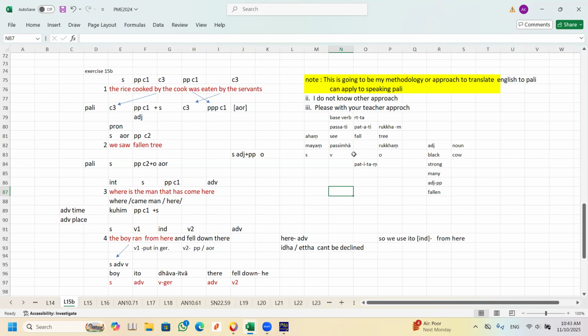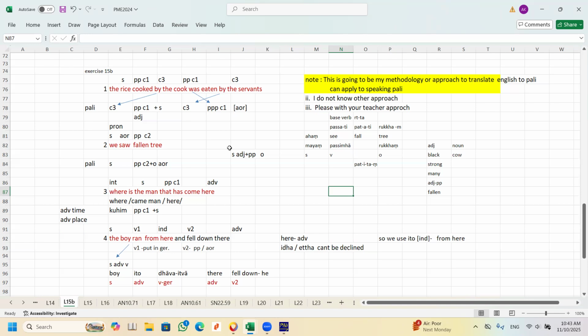So this is a systematic approach. But for your diploma one, it is what I call assisted translation. That means your teacher wants you to see, okay, this is the Pali sentence. You try to match, and then you try to match so that you can learn Pali at the fastest pace, a faster pace.